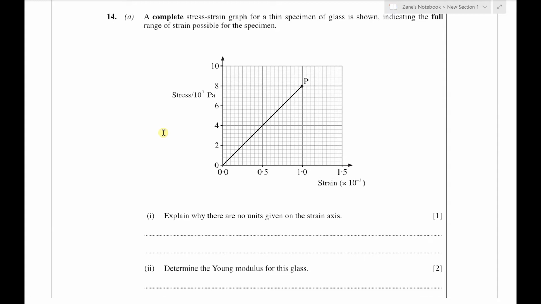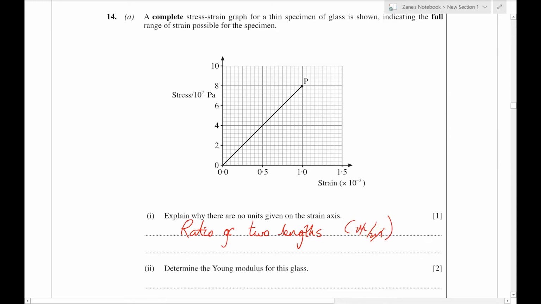Well, strain doesn't have a unit because it's a ratio of two lengths. So when we have a length, for example, in meters divided by another length in meters, those meters cancel and we're left with no unit.